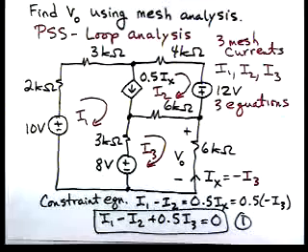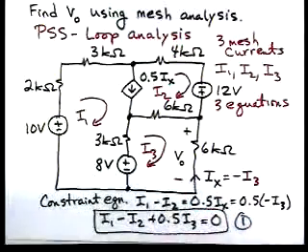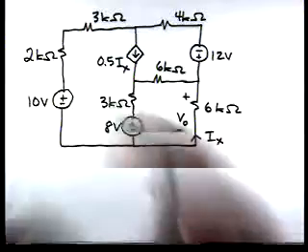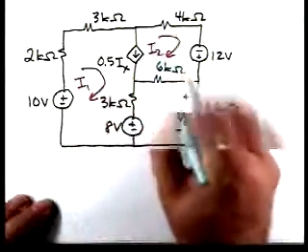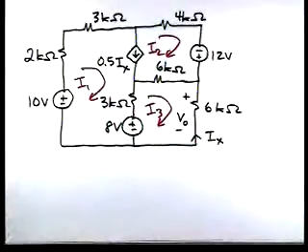We know we do not apply KVL to any loop or mesh that contains a current source. We do have a mesh in the bottom right here that we can apply KVL to. So here's our circuit again. Let's label our mesh currents again, and what we're going to do is KVL to mesh 3.